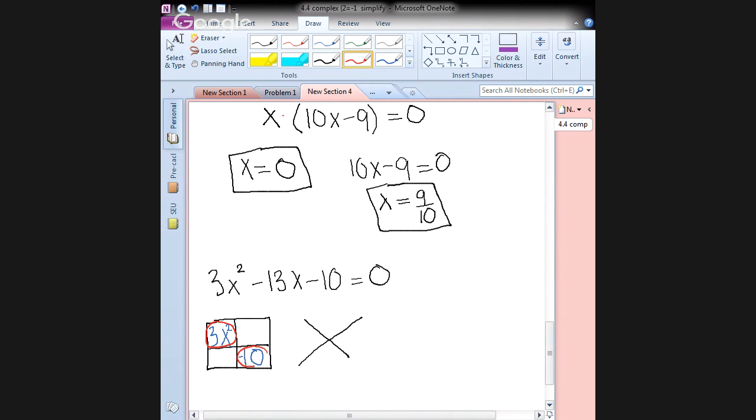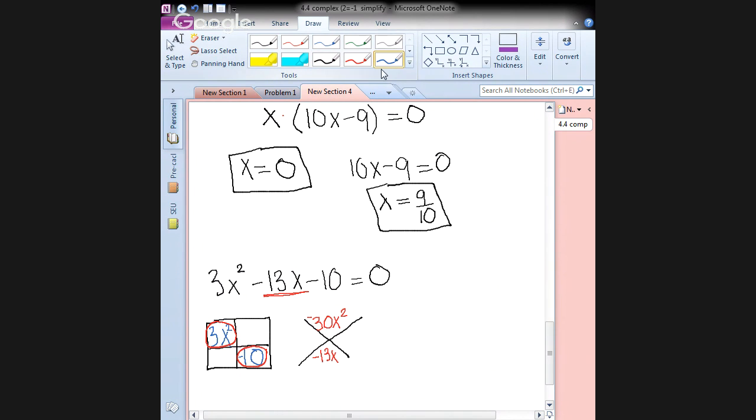So here are my guys. That's what's going to go on the top of my x. So I would get negative, and I keep forgetting to write that negative 30x squared. And then on the bottom of my x goes my middle term. So negative 13x.